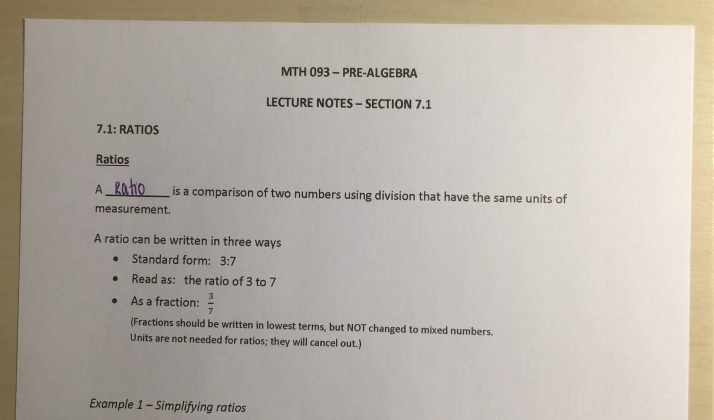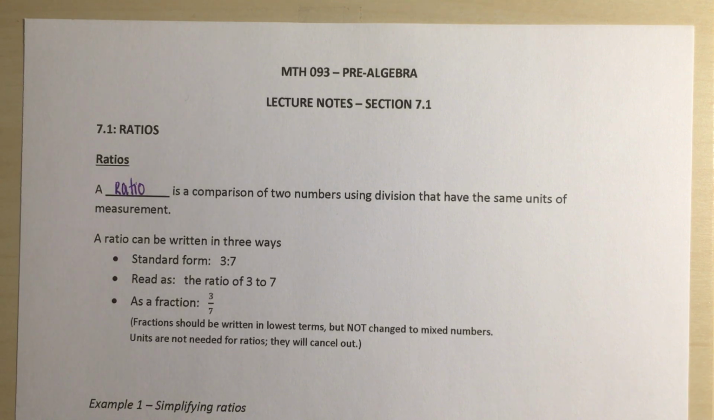A ratio can be written in three different ways. In standard form, it is written with a colon separating two different numerical values. Ratios are read as the ratio of, in that particular case, 3 to 7. And as a fraction, we can write it as 3 over 7, but it's the same as our ratio of 3 to 7. The first number is our numerator up top, and then our second number is our denominator down at the bottom. Fractions, when we're dealing with these, should always be written in lowest terms. So we do want to reduce our ratios into lowest terms, but we will not be changing them into mixed numbers. So improper fractions are okay.